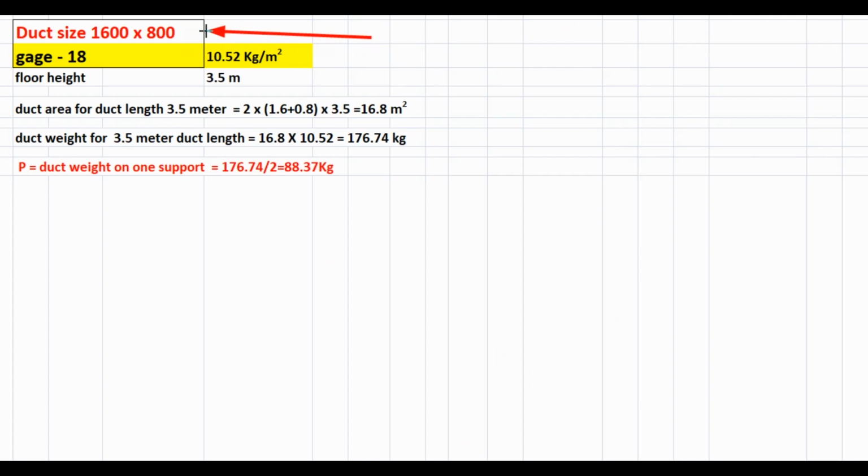Duct size is 1600 by 800 mm, gauge 18, and unit weight for 18 gauge is 10.52 kg per meter square. And we will use the height difference between two duct support, 3.5 meter. Then the total duct weight for 3.5 meter duct length is equal to 176.74 kilogram. As we will use two angle for one support, then the duct weight for one angle will be equal to half of total weight, which is equal to 88.37 kilogram.